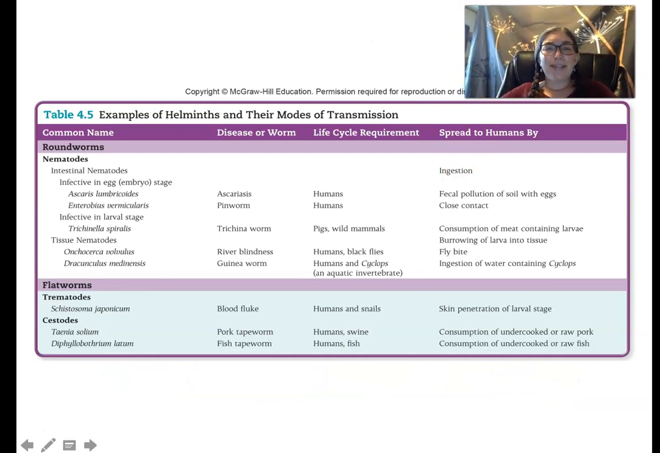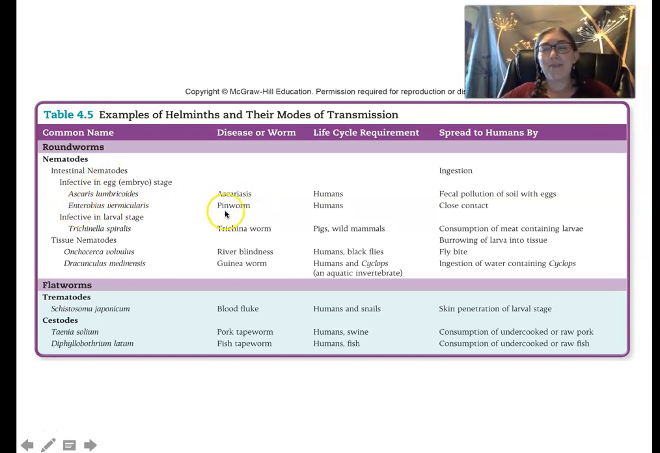So some different examples of helminths are on this table from the chapter. We have intestinal nematodes. I'm going to show you the life cycle of Ascaris and of Enterobius, which is pinworm. You probably will never have Ascaris. You may have had pinworm or had kids that had pinworm. It's still a fairly common helminth infection in the US, but it's really the only one. Helminth infections are really very uncommon in developed countries, but they are incredibly common in undeveloped countries.